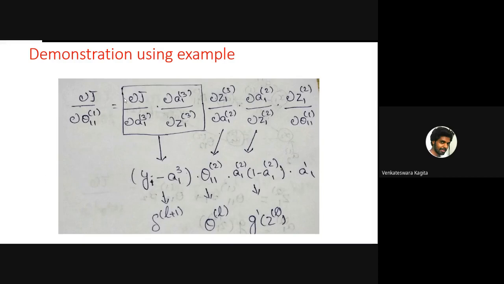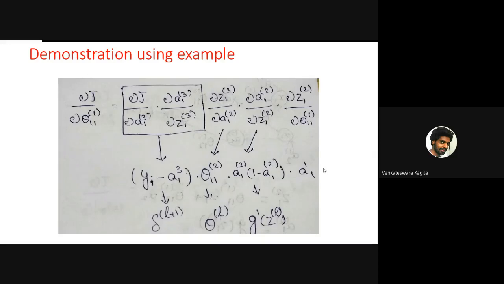So this, if you compute, you would get y minus a13, which is delta L plus 1. This, if you compute, you would get theta 112, which is theta L. And this, if you compute, you will get a12 times 1 minus a12, which is g dash of zL. And this, if you compute, a11. So the same thing you will get even if you do the backpropagation algorithm, because it is the same formula. You can see that, right? Delta L, theta L, g dash. The same thing that you are getting here.